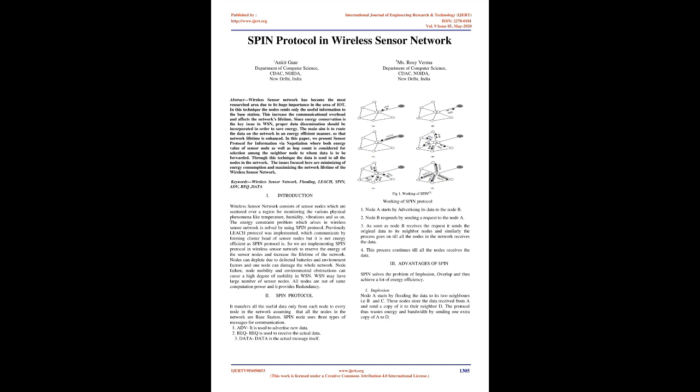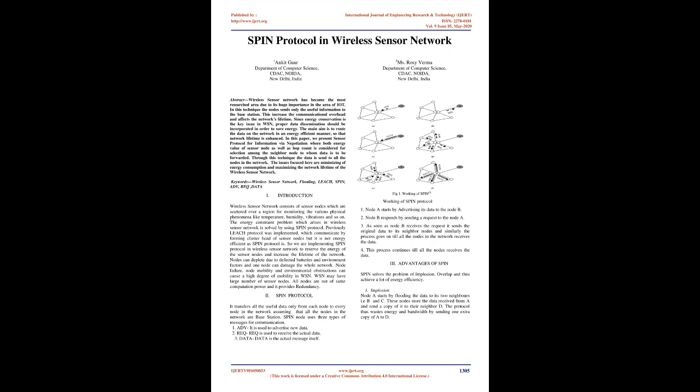In this technique, the nodes send only the useful information to the base station. This increases the communicational overhead and affects the network's lifetime. Since energy conservation is the key issue in WSN, proper data dissemination should be incorporated in order to save energy. The main aim is to route the data on the network in an energy-efficient manner, so that network lifetime is enhanced.